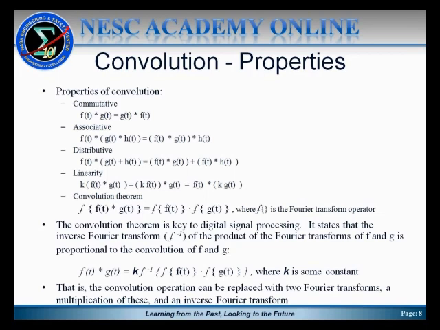That is, the convolution operation can be replaced with two Fourier transforms, multiplication of these terms term by term, and then an inverse Fourier transform. And you might wonder, well, why would that be useful? We'll discuss that in a couple of slides from now. It can be used to very efficiently compute the convolution of two very large sequences of data.